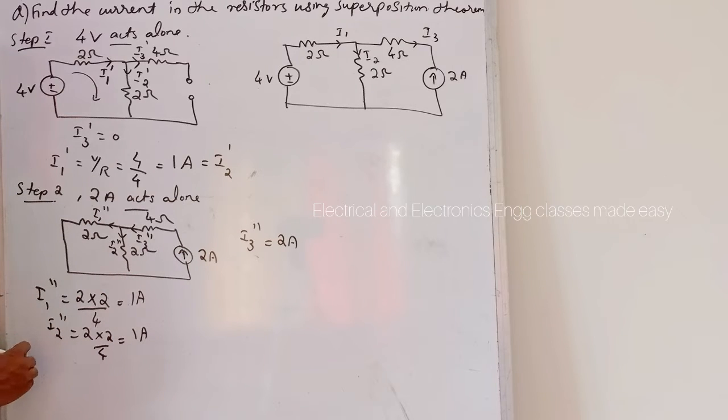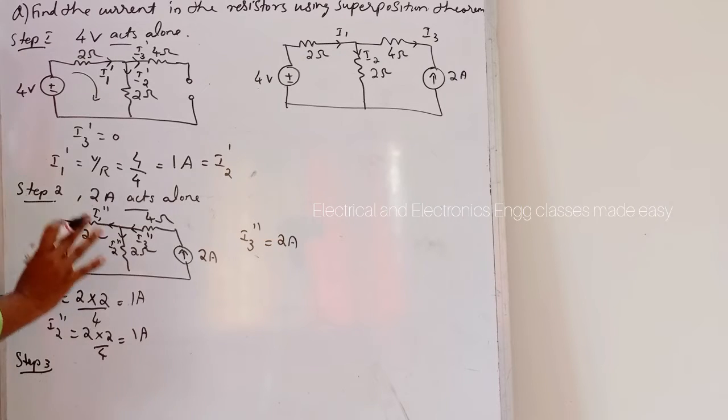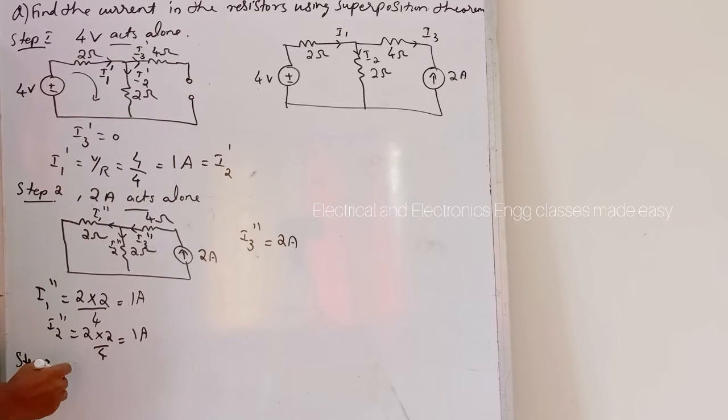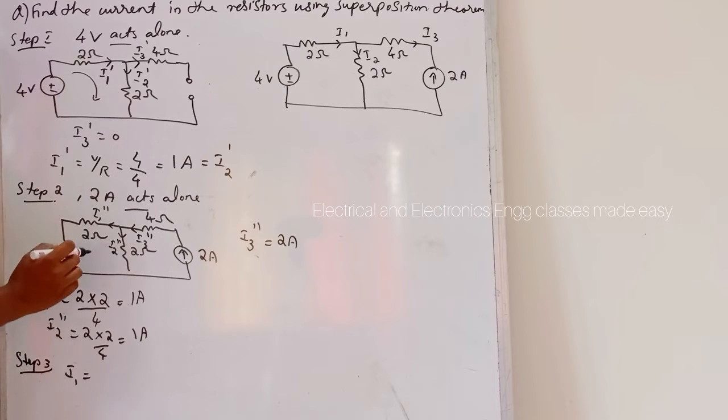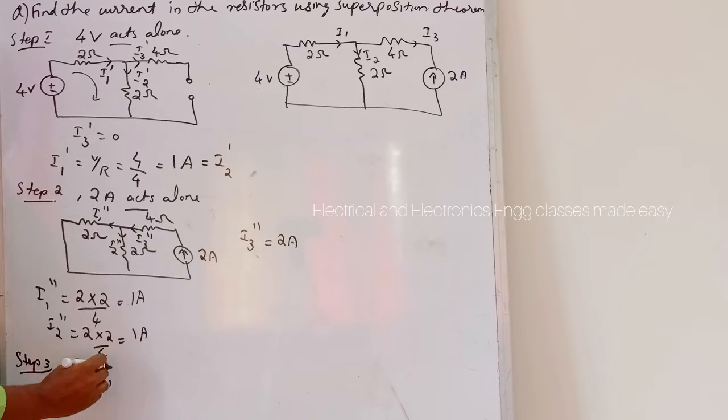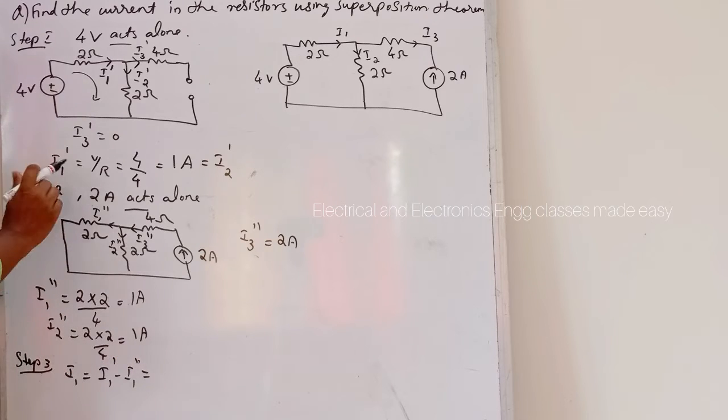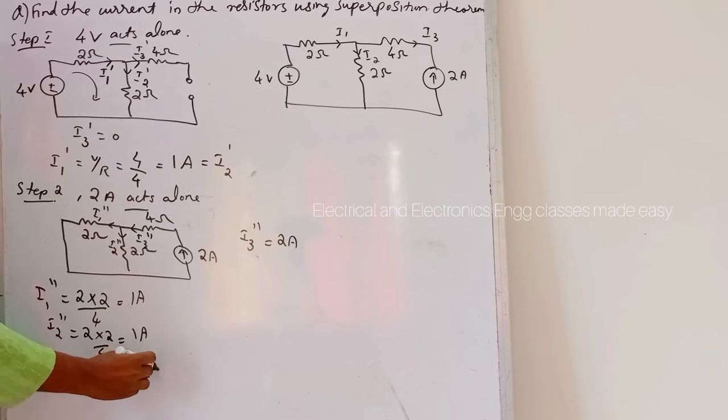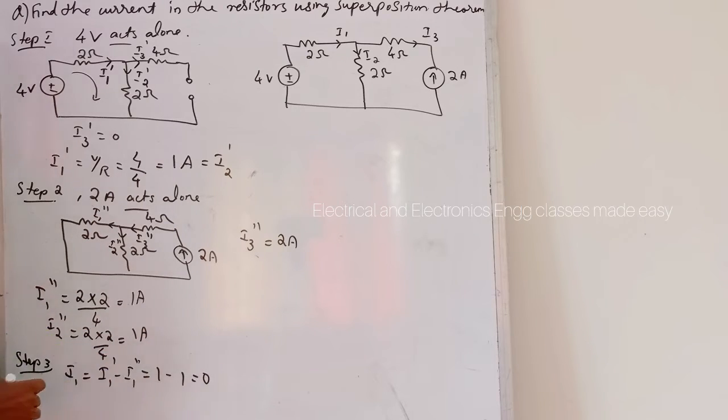So in step 3 we have to add the currents to find the net current, that is we have to find I1. So I1 is equal to, here I1 dash in this direction and I1 double dash in the opposite direction. So these two are in opposite direction, so we have to subtract, that is I1 dash minus I1 double dash is equal to, I1 dash is 1 ampere, I1 double dash is also 1 ampere, that is 0.